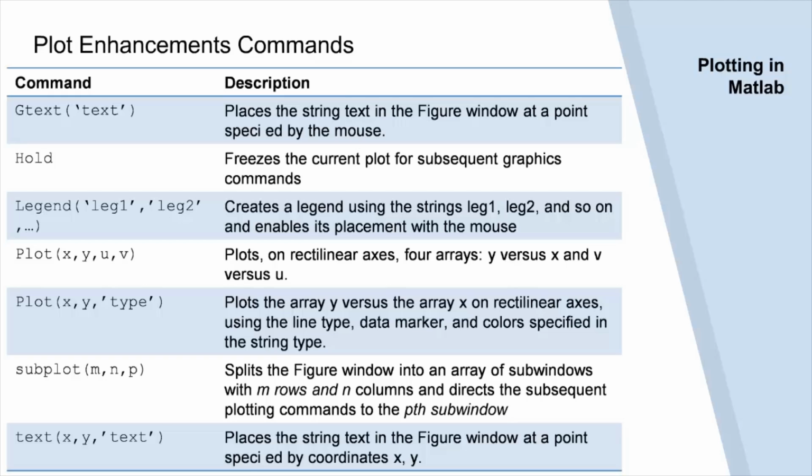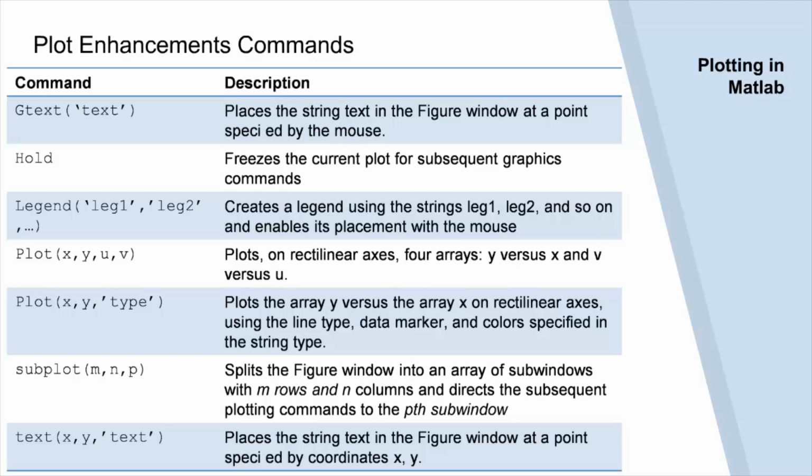So it basically creates a legend using the strings leg1, leg2 and so on, and enables its placement with the mouse. Then we have the plot command where we pass x, y, u and v. So on the rectilinear axis it plots with the 4 arrays, that is y versus x and v versus u. Then we have plot x, y and we pass the type.